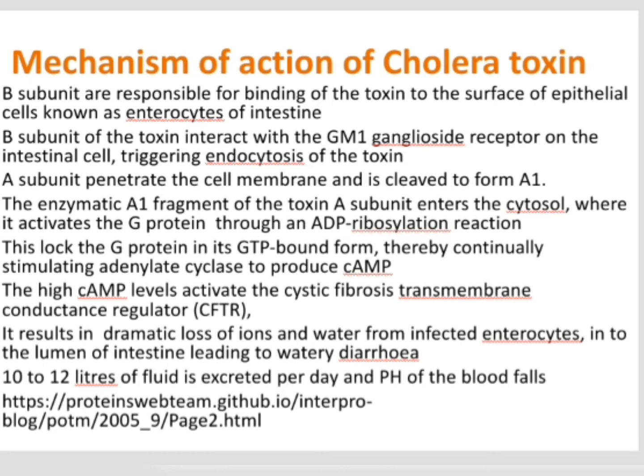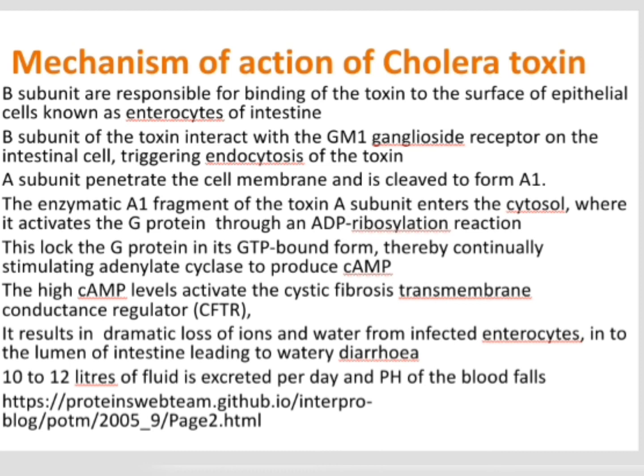The receptor is GM1 ganglioside. The B subunit interacts with the GM1 ganglioside present on the intestinal wall, and that binding triggers endocytosis of the toxin. That means the toxin gets into the intestinal cell. So the endocytosis of the toxin will take place when the B subunit binds with the receptor.